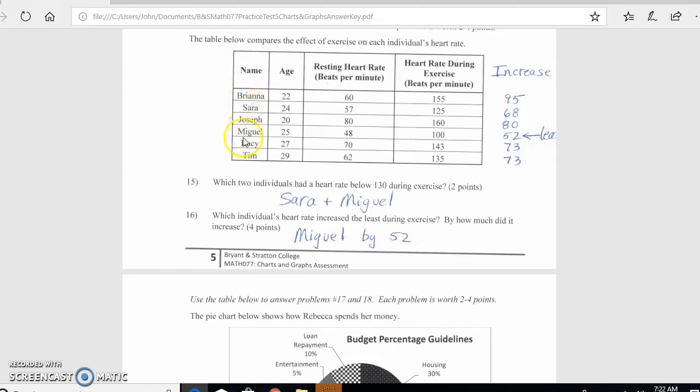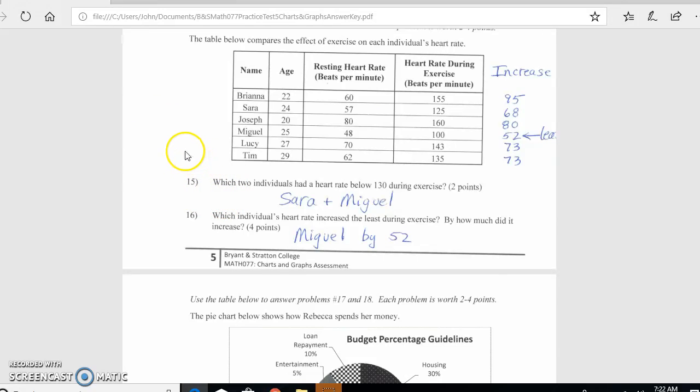We have the name of the different individuals and their age in this column. And then here we have the resting heartbeat in beats per minute in this third column. And over here on the right, we have their heart rate during exercise in terms of the number of beats per minute. And so we get a little understanding of the chart, and then we can go to the questions.